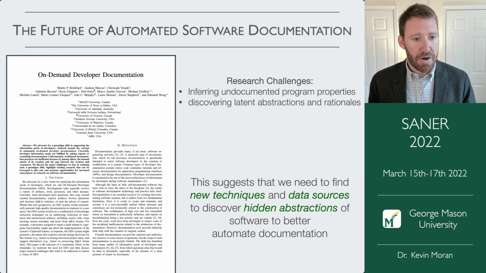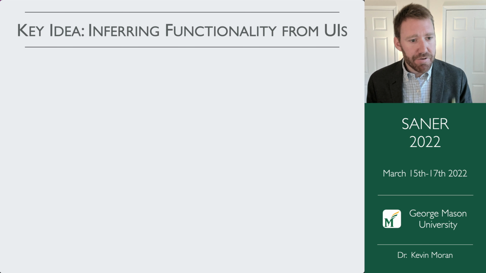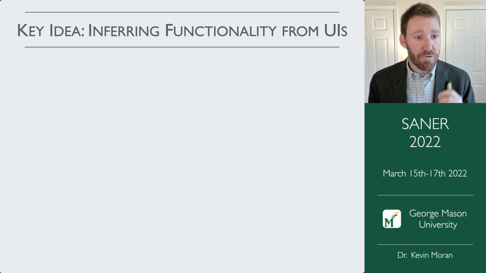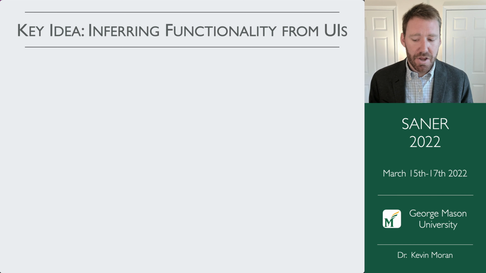Now, with this being said, where does our research come in? Our key idea is that we can take the information that's encoded into graphical user interfaces and use this to infer this additional functionality and to help bridge this abstraction gap for code to comment translation.